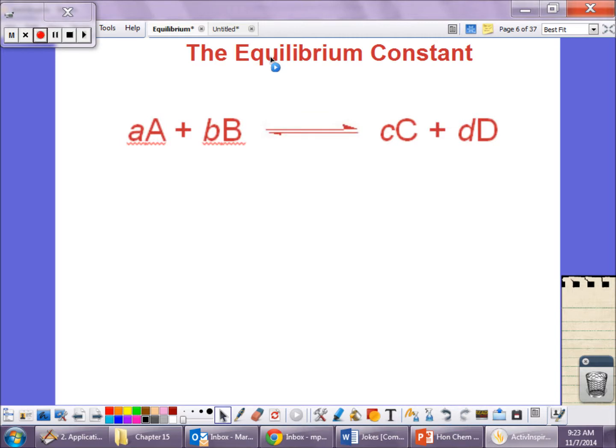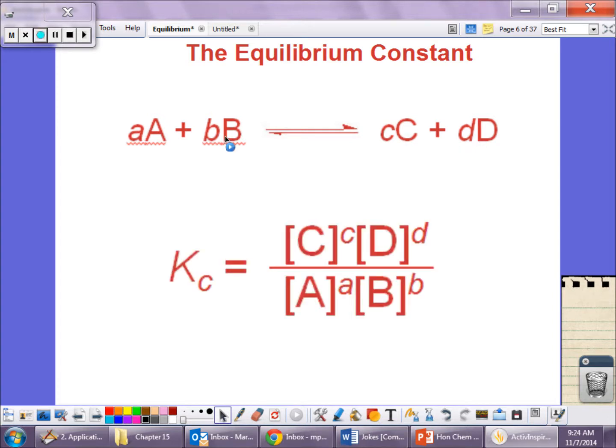If we have a generic equation, lowercase a is the coefficient times capital A, the reactant, plus another reactant and its coefficient, yield, and a capital C and its coefficient plus capital D and its coefficient. To write the equilibrium constant, you take the products raised to their coefficients over the reactants raised to their coefficients. Now, as you can see, this is another version. The K subscript C just means concentration. You are using concentration. You can also use pressure. You can call it Kp.